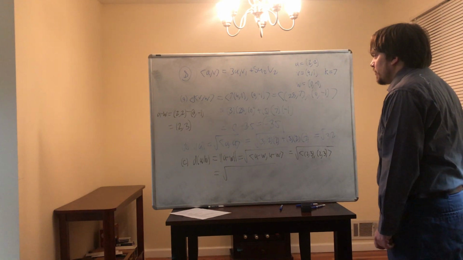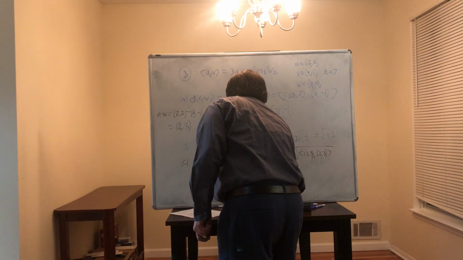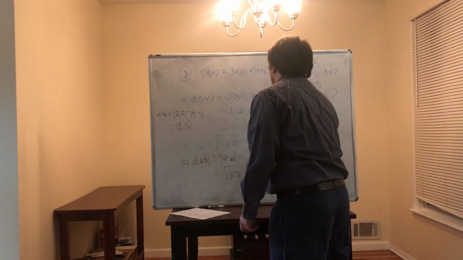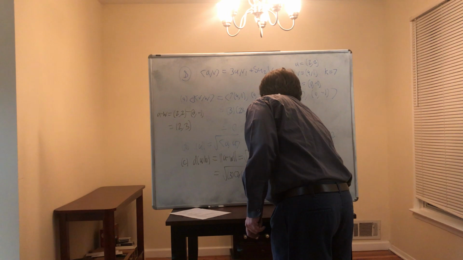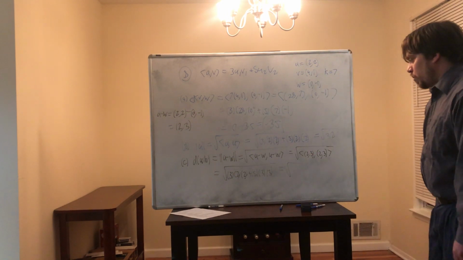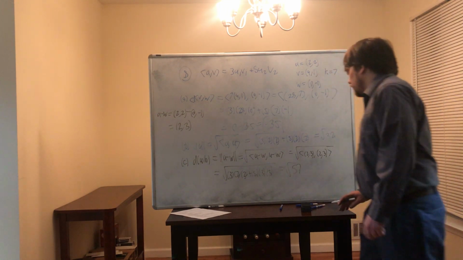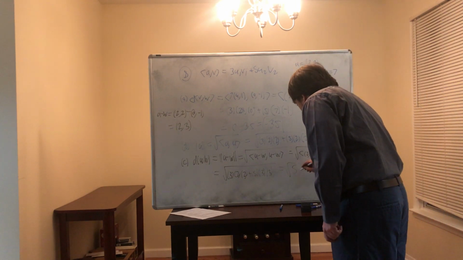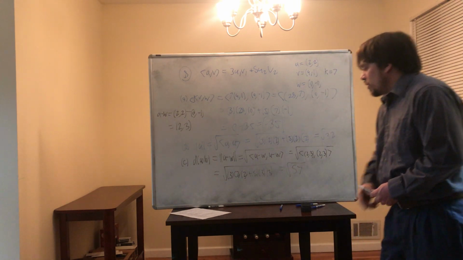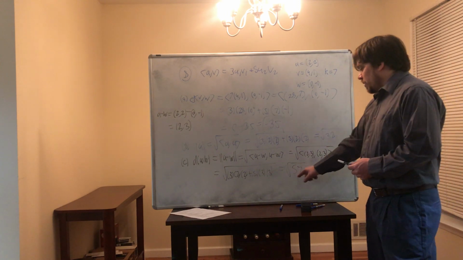So the inner product of that with itself is 3 times the first coordinate of this vector, which is 2, times the first coordinate of itself, which is still 2, plus 5 times 3 times 3. So that's equal to the square root of 12 plus 45, which is 57. So the distance between U and W is the square root of 57.